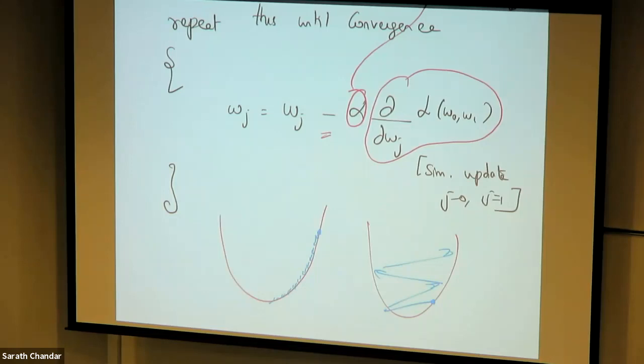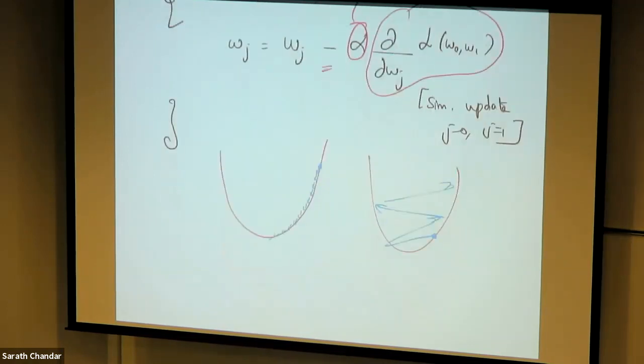Now, what is alpha? How do I pick alpha? When I say how do I pick alpha, it means that alpha is a hyperparameter, right? So this alpha is a hyperparameter of gradient descent.